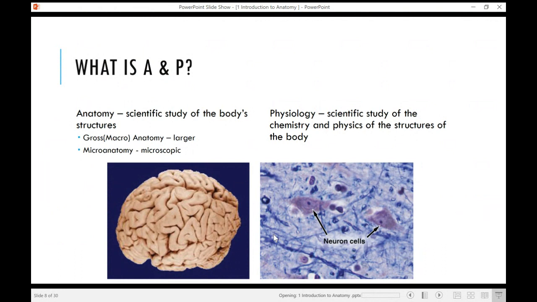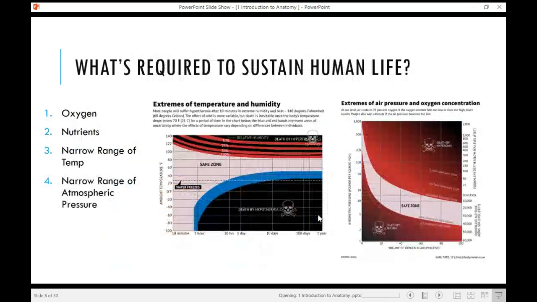And so what we can do is look at the gross anatomy, or the macroanatomy. Now it's going to be our larger structures. That would be like looking at the brain itself. This is stuff that we can see with our eyes. And then we have microanatomy, which is looking at the cellular level, sometimes even smaller than the cellular level. Like for instance, in this picture here, you can see the neuron cells, and our brain, the outer part that we can see, is actually just a whole bunch of these neuron cells stuck together.